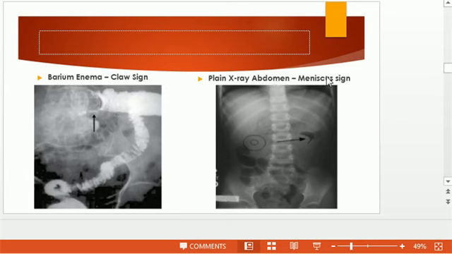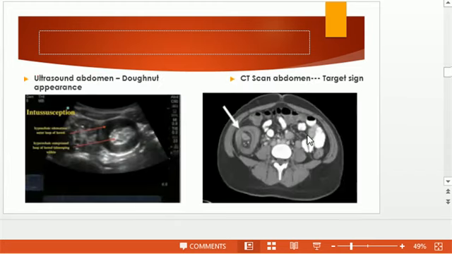Plain X-ray abdomen, a meniscus sign, a mass which you examined on palpation. It was a sausage-shaped mass. So here you can see when there is invagination inside, here is the gas, but here is the soft tissue, and this is called the meniscus sign, which is even visible on plain X-ray if carefully sought. Then ultrasound abdomen, here you can see ultrasonography, transverse sections of the gut, and this is the donut appearance. CT scan abdomen with contrast, you can see it is called the target sign. It's circular, and in the middle is a target. So it's a target sign.